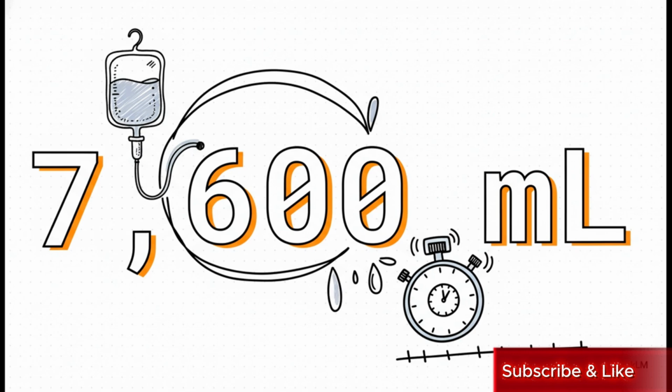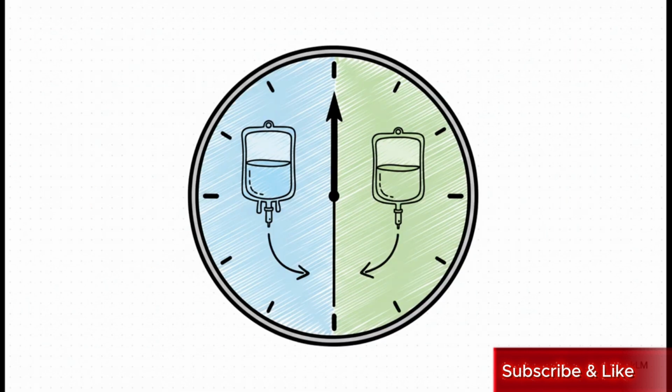But here's the really critical part. It's not just about the total amount of fluid. The timing of when you give this fluid is just as important, maybe even more so. The schedule is broken down into two very distinct phases. The first half of that total, so 3,800 milliliters for our patient, has to be given over the first 8 hours from the time of the burn. The second half, the other 3,800 milliliters, is then given over the next 16 hours. This aggressive front loading is absolutely essential to get the patient stable.